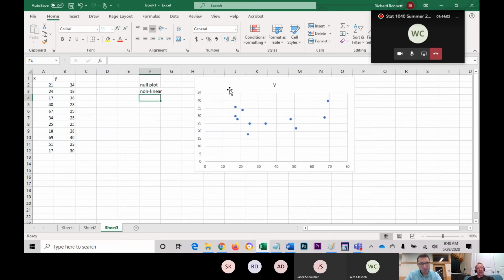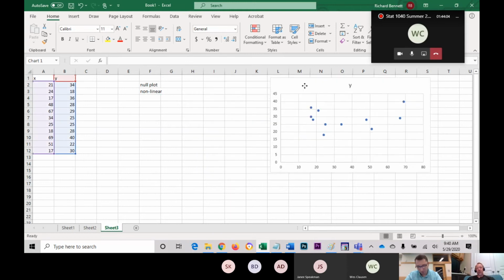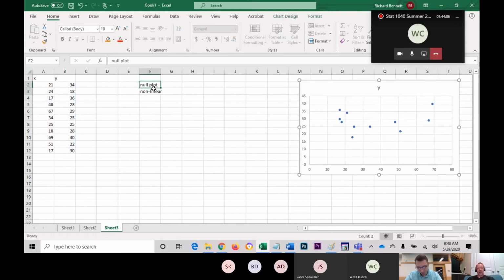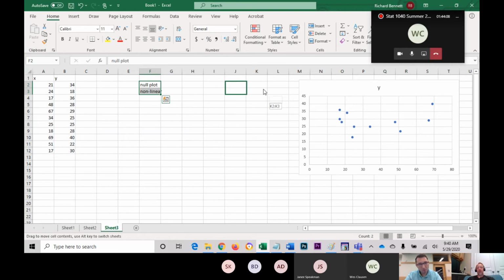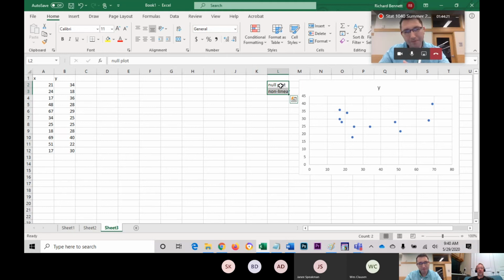So the first question is, would it be a good idea to do linear correlation based on this scatter plot? If it's nonlinear, probably not. Probably not. We're going to do it anyway.